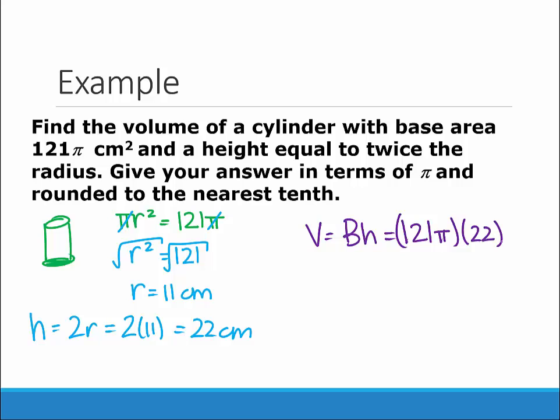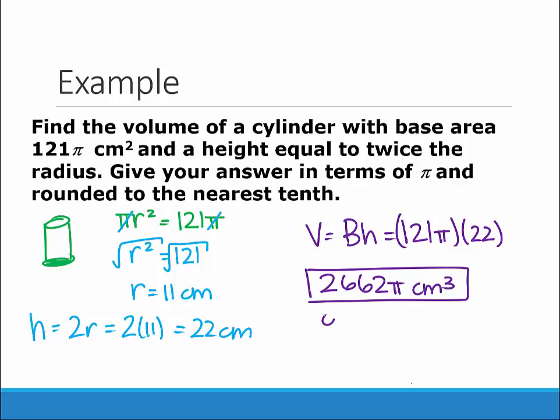So they want us to find it in terms of pi, so we'll do 22 times 121. Gives us 2,662 pi centimeters cubed. And then also 8,362.9 centimeters cubed. Remember, these mean the same thing. One just is exact in terms of pi and one's rounded.